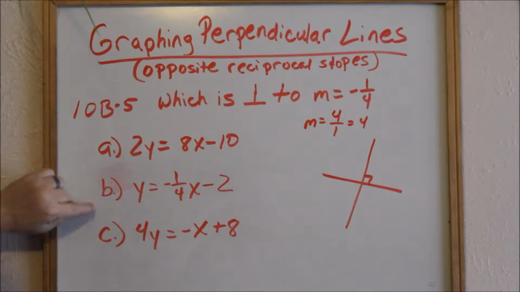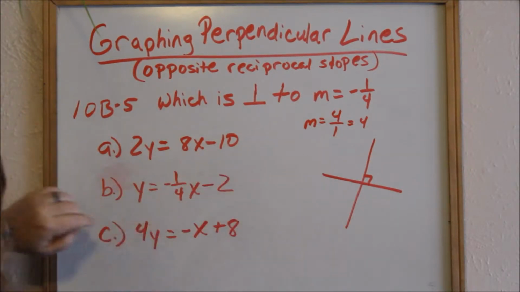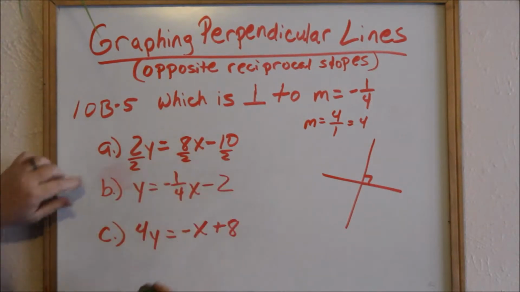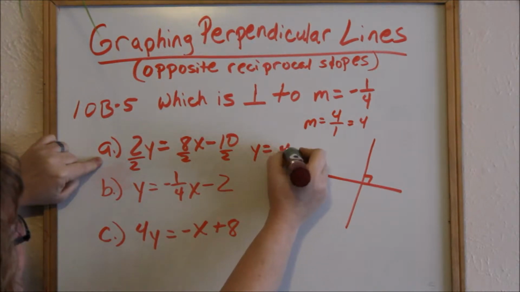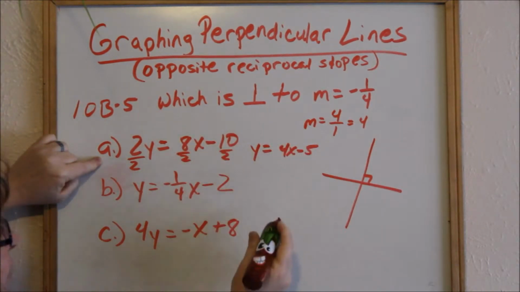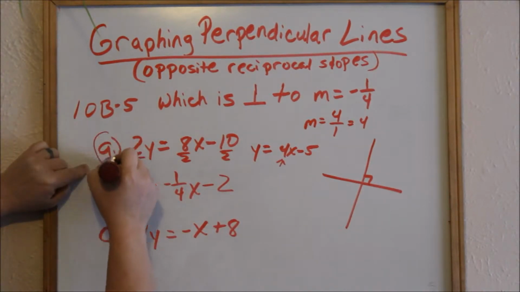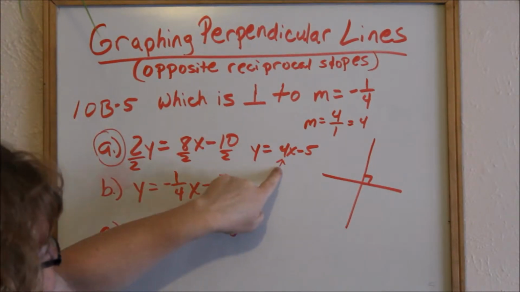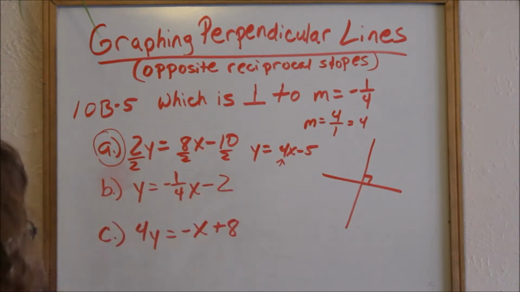So looking at A, B, and C, the very first thing you want to do is put each one of them in slope-intercept form so you can see if they are going to have the right slope. So putting this one in slope-intercept form, I need to divide everything by 2. So this new equation would be y equals 4x minus 5. Okay, we can see that one is going to have a slope of 4. So therefore, we know that this one for sure is perpendicular to the original line, because my slope is the opposite sign and the reciprocal.